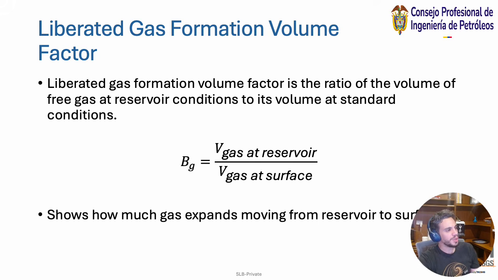Moving forward to the liberated gas formation volume factor, that is the ratio of the volume of free gas at reservoir conditions to its volume at standard conditions. So Bg is equal to the volume of gas at reservoir over the volume of gas at surface. So this shows us how much gas expands moving from the reservoir to the surface.